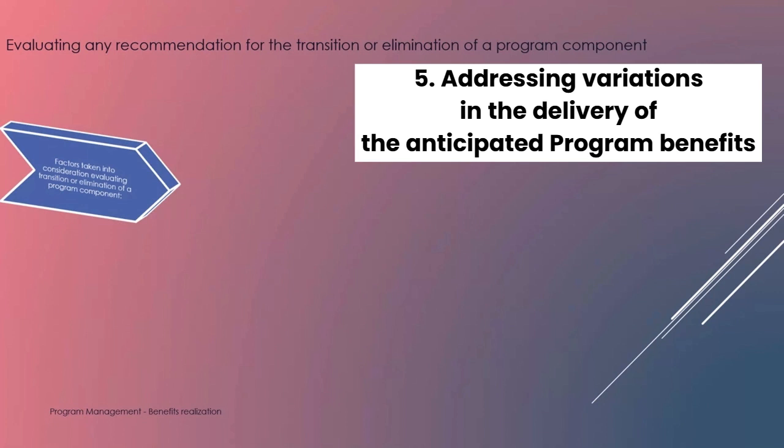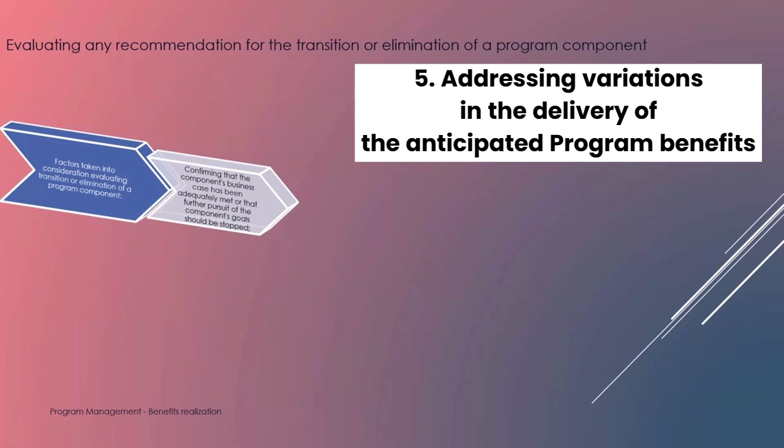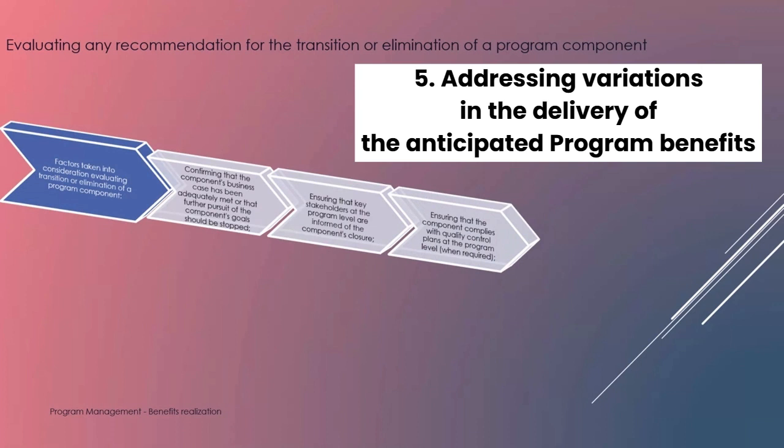Confirming that the component's business case has been adequately met or that further pursuit of the component's goals should be stopped. Ensuring that key stakeholders at the program level are informed of the component's closure. Ensuring that the component complies with quality control plans at the program level, when required. Assessing lessons learned at the organizational or program level as a result of the component's performance in transition, and confirming that all other accepted practices for project or program transition or closure have addressed variations in the delivery of the anticipated benefits.